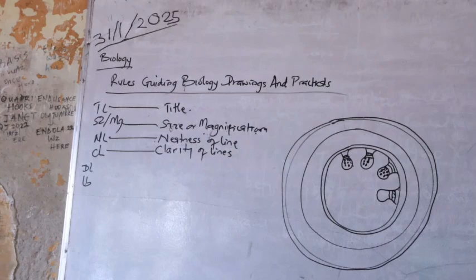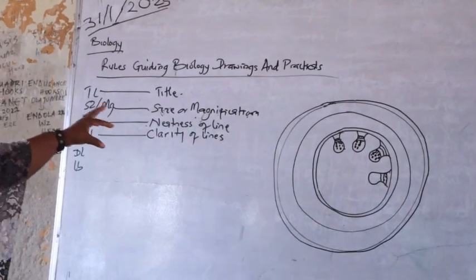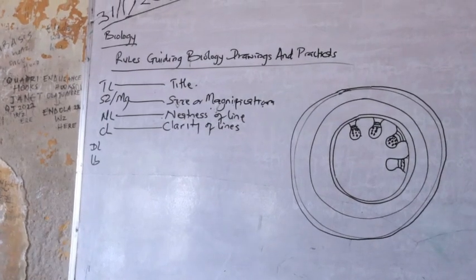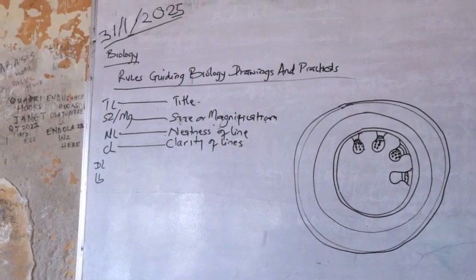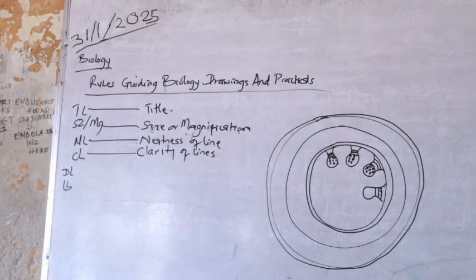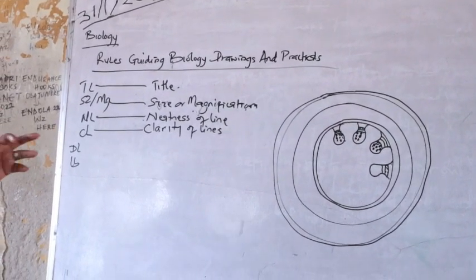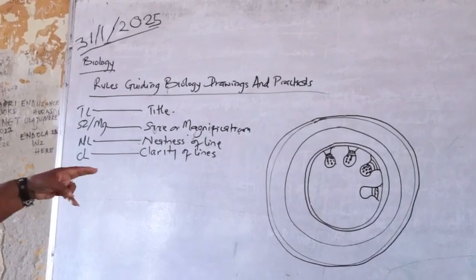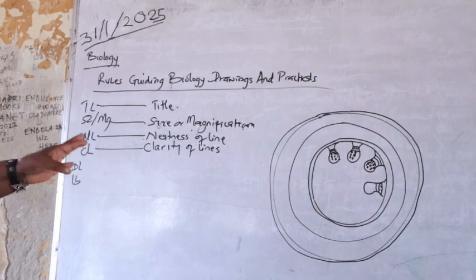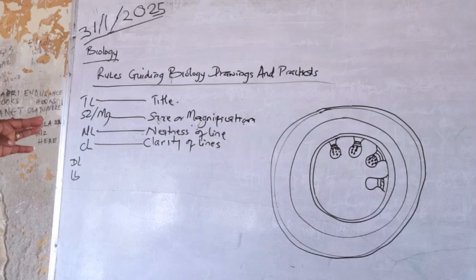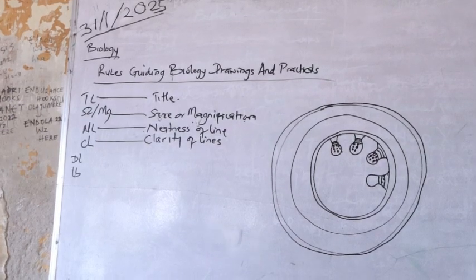Now, the title: if you're given a set, identify the specimen of the diagram, or what you are going to be given, like what we're going to do tomorrow. Identify it and give a title to it. So if we say title, our title here is the diagram showing the internal structure of a dicotyledonous plant. That is your title.